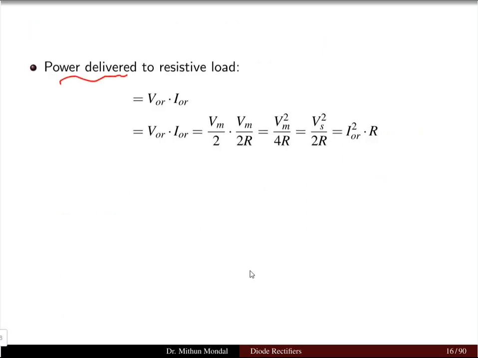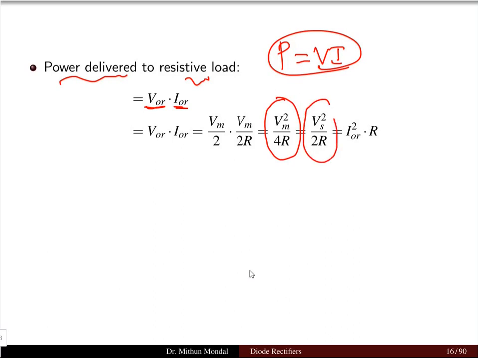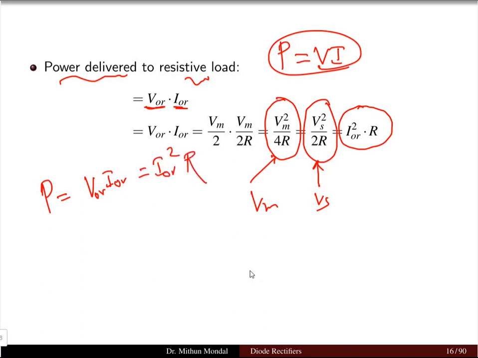When we talk about the power delivered to the resistive load, we know that the power formula is basically the product of voltage into current. So if we multiply the RMS voltage with the RMS current, we get the power equal to Vm square by 4R or Vs square by 2R. Whichever we can use, this is from the secondary concept and this is from the maximum concept. So it is equal to the RMS current square into R. So I can say that the power is nothing but the product of voltage into current, the RMS voltage and the RMS current, or it is equal to the RMS current square multiplied with the resistor R.